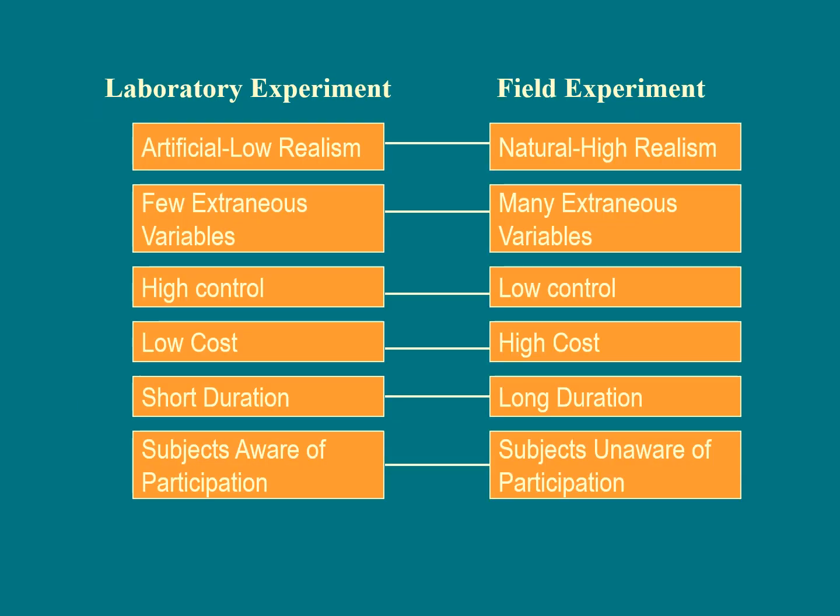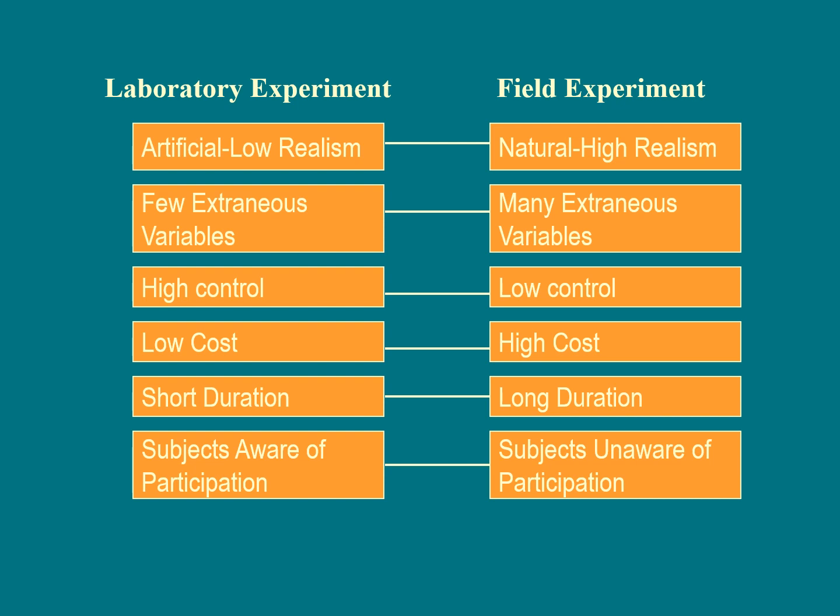Laboratory experiment and field experiment. This exhibit differentiates between these two experiments. Laboratory experiment is artificial with low realism, while field experiment is natural with high realism. In laboratory experiment, there are few extraneous variables, while in field experiment, many extraneous variables are present. In laboratory experiment, the researcher has high control, while the researcher has low control in field experiment.